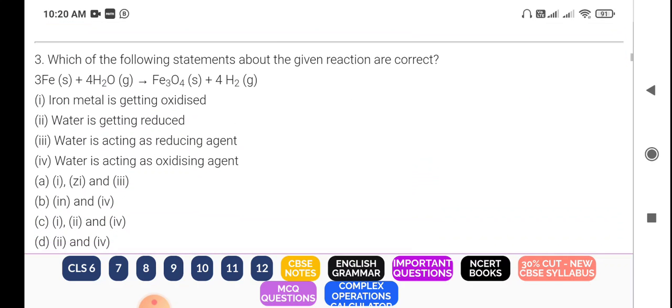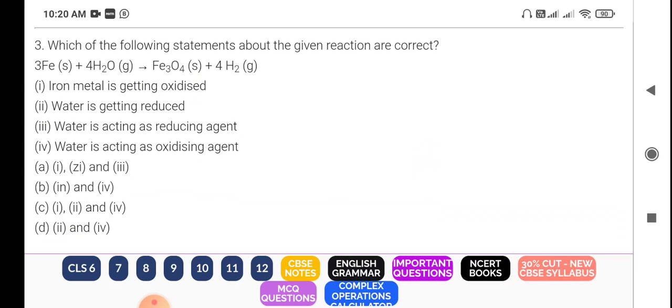So next, the third one. Which of the following statements about the given reaction are correct? 3Fe in solid, 4H2O in gas, gives Fe3O4 solid and 4H2 in gas. Iron metal is getting oxidized, water is getting reduced. Here four options are given. First, iron metal is getting oxidized. Second, water is getting reduced. Third, water is acting as the reducing agent, and fourth, water is acting as oxidizing agent.